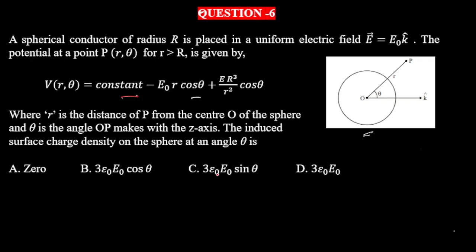These are the options. So this is the conducting sphere, and we have placed it in a uniform electric field, E naught k cap. Because of that, the potential at point P is given by this. From this potential we have to calculate the induced surface charge density on the conducting sphere. To solve this, let me draw two figures.